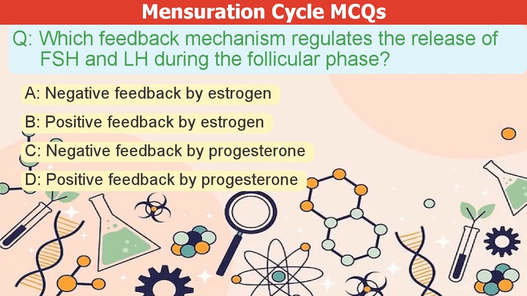Which feedback mechanism regulates the release of FSH and LH during the follicular phase? A. Negative feedback by estrogen. B. Positive feedback by estrogen. C. Negative feedback by progesterone. D. Positive feedback by progesterone.